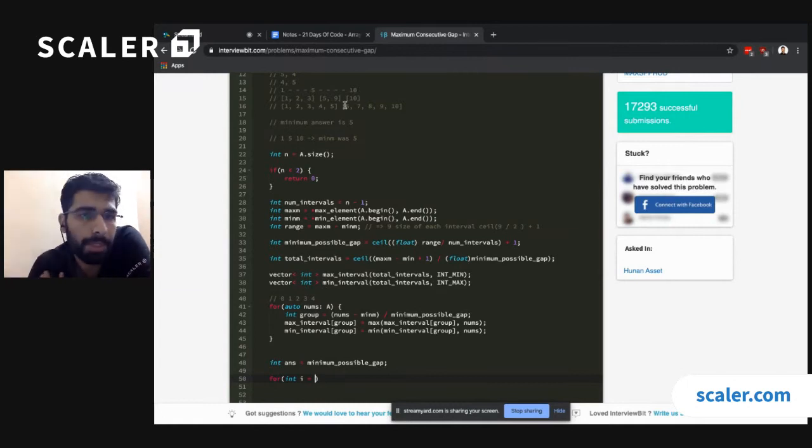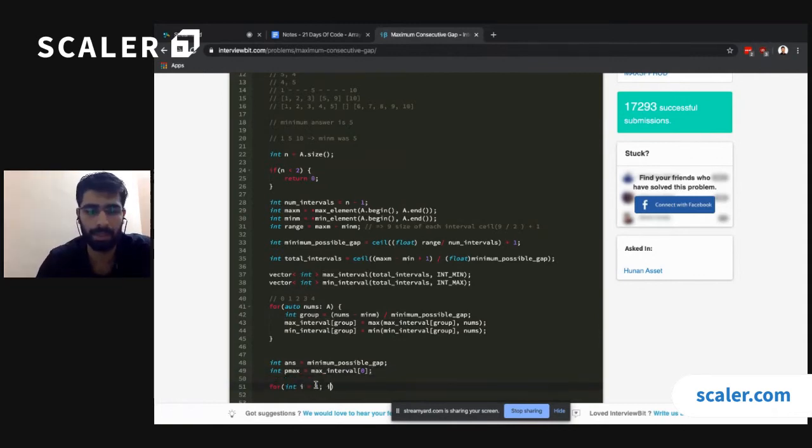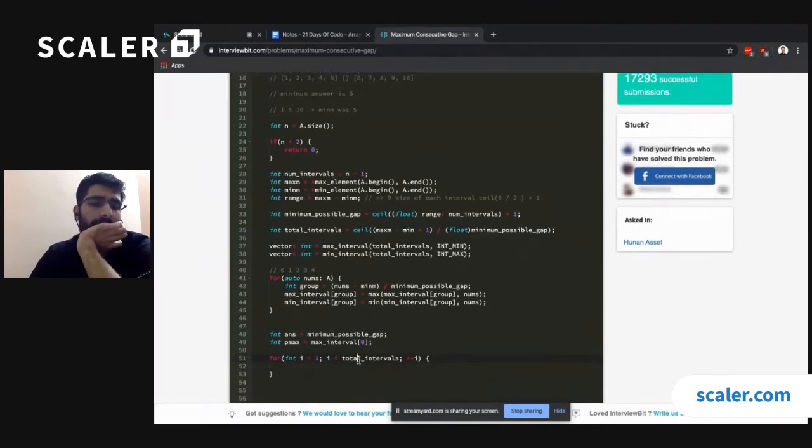I have to actually know the previous maximum as well, right? And then there can be another interval which has nothing. So I have to know the first previous maximum, okay? Let me say that previous maximum is max interval of 0, because that is of the 0th group. Okay, for int i equals 1, i less than total intervals, plus plus i. It is possible that there is nothing in that interval. If there is nothing in that interval, then max interval of i will be int min.